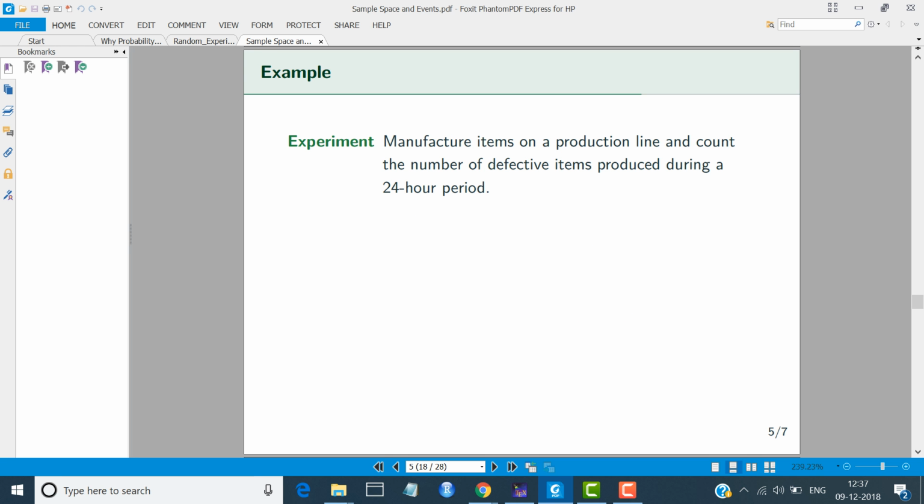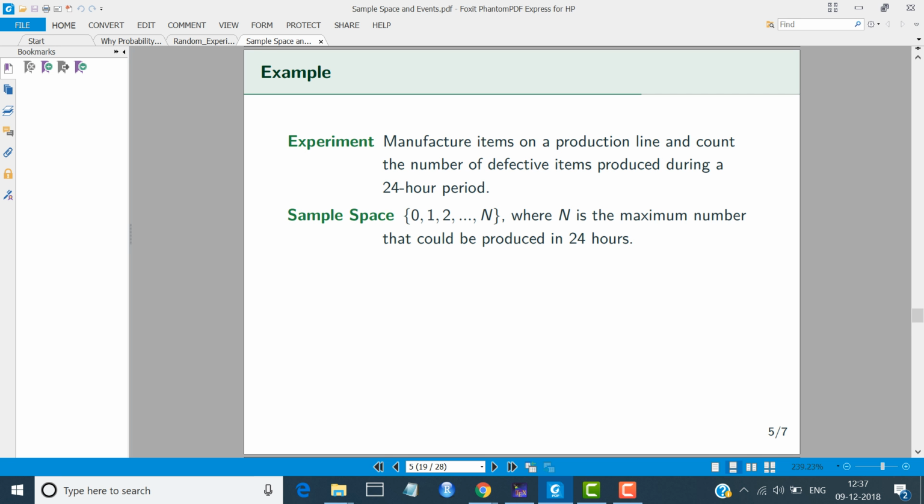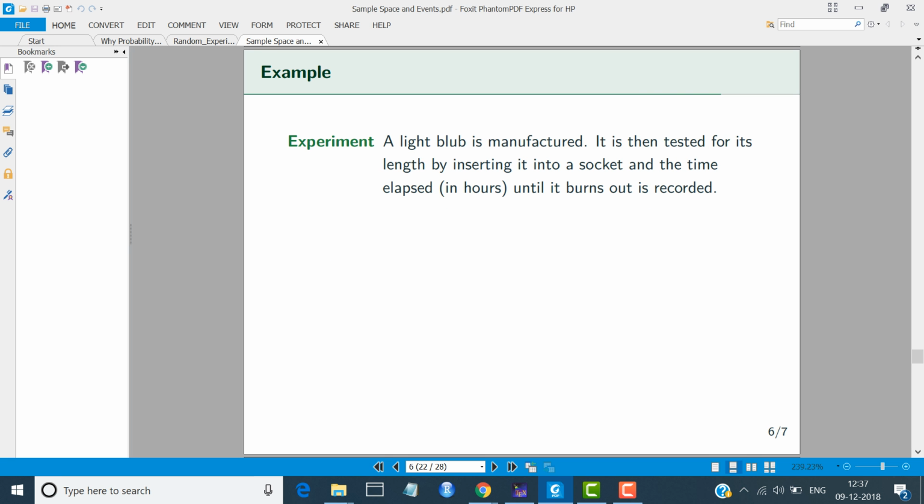Taking another experiment, we manufacture items on a production line and count the number of defective items produced during 24 hours. So the sample space should be 0, 1, 2, and up to n, where n is the maximum number that can be produced in 24 hours. There may be no defective products. The event that all items were non-defective is equal to {0}.